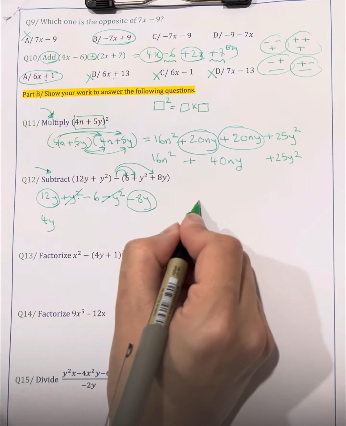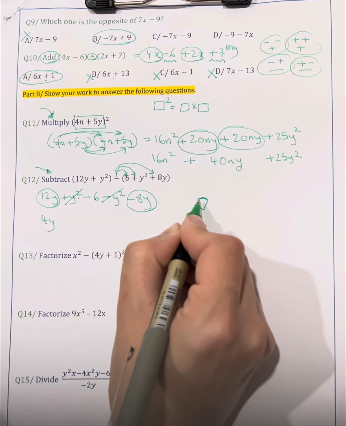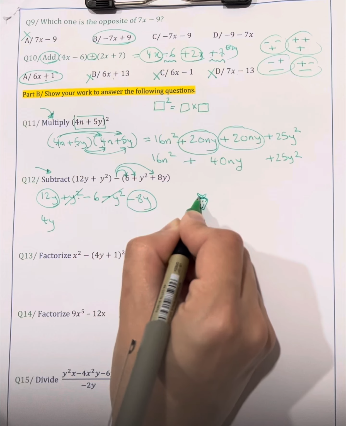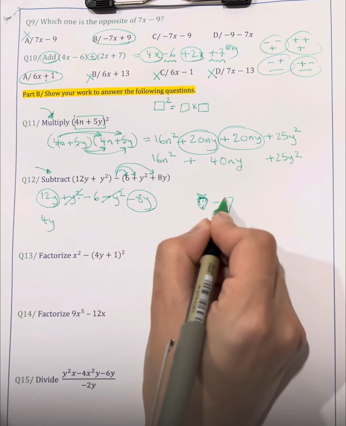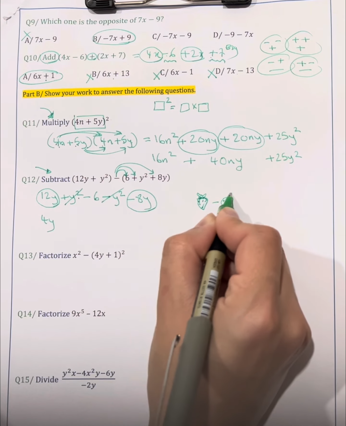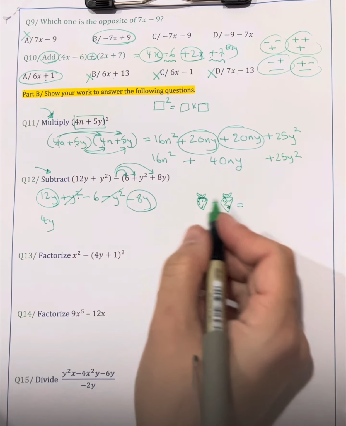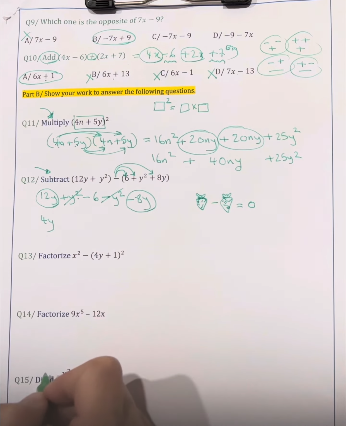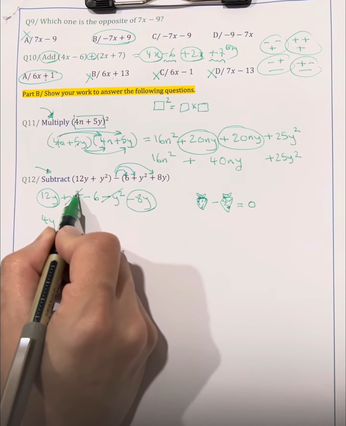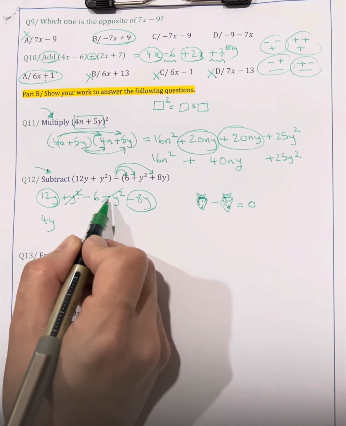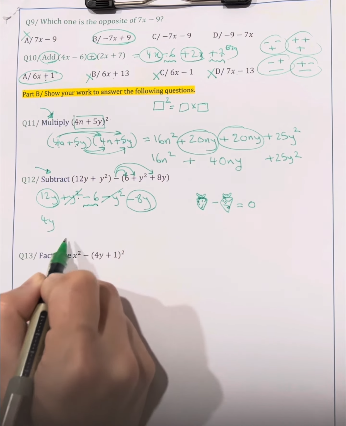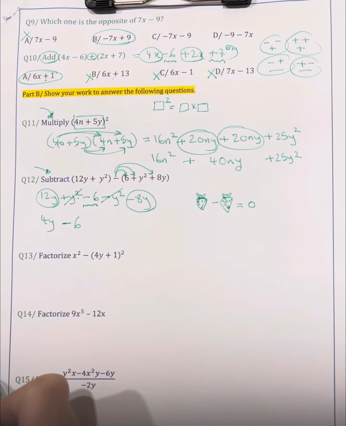We said that. An example, let's say if I have a strawberry, and I eat that strawberry. It's the same number of the strawberry, but the signs are different. How many strawberries will we have left? Nothing. 0. So positive y squared with negative y squared, that means 0. What's left? It's negative 6. So I copy paste it. And this is my answer.